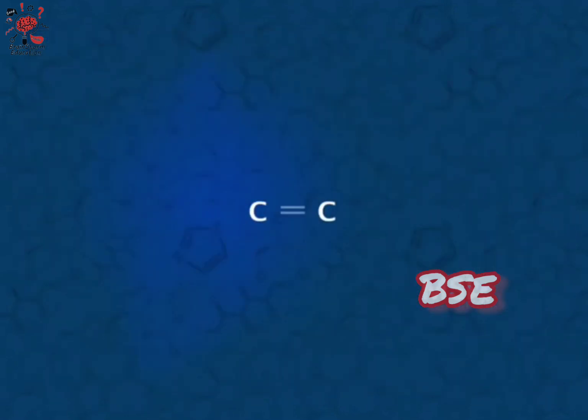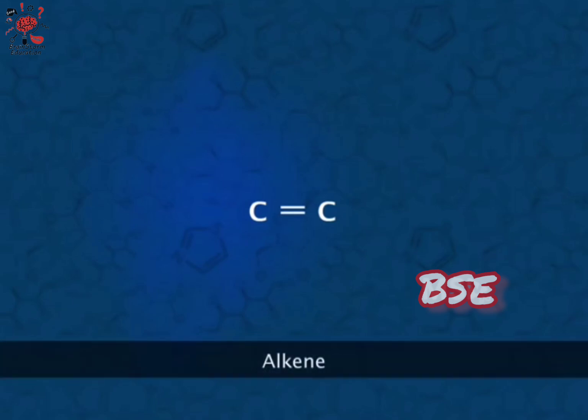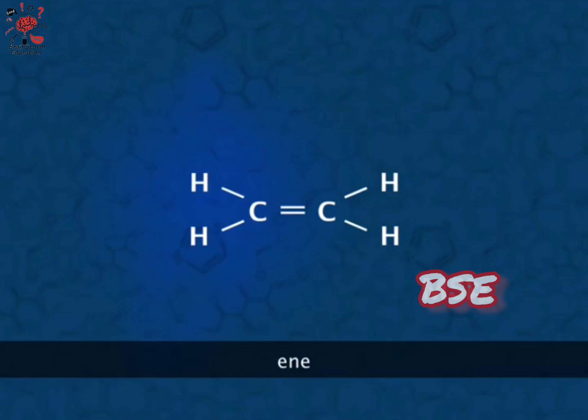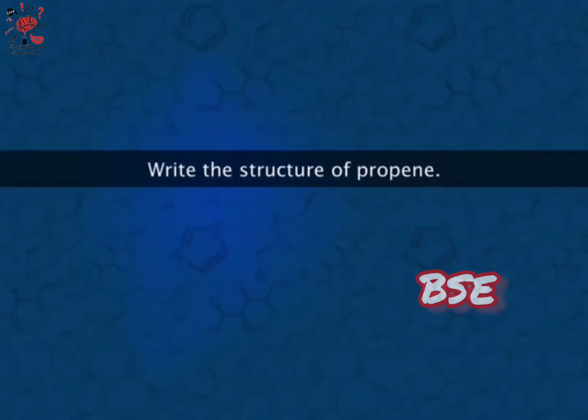Some hydrocarbons have a double bond between 2 carbon atoms. These are called alkenes. In order to name alkenes, the prefix is determined by the number of carbon atoms in the hydrocarbon chain. The suffix is ene. Can you write the structure of propene?